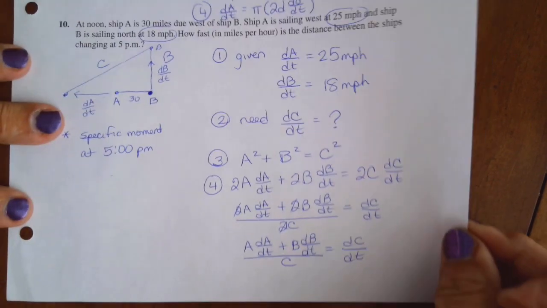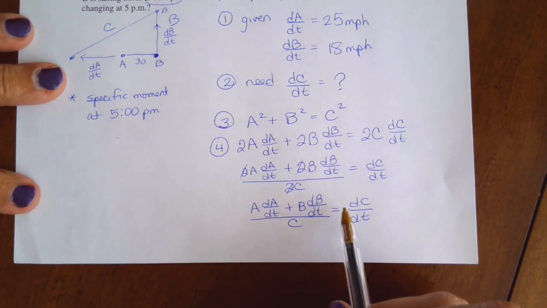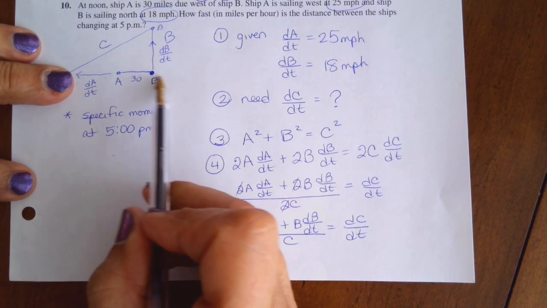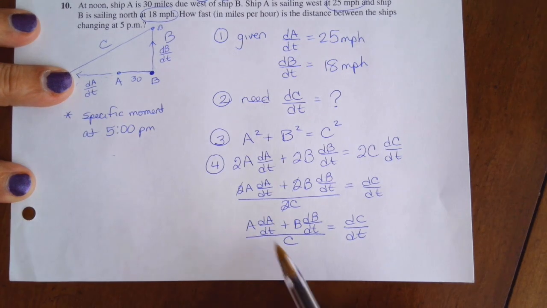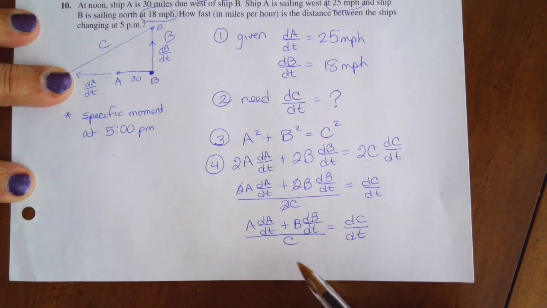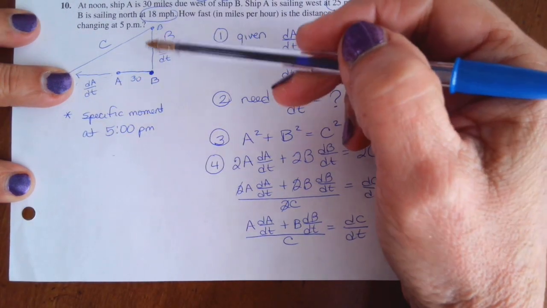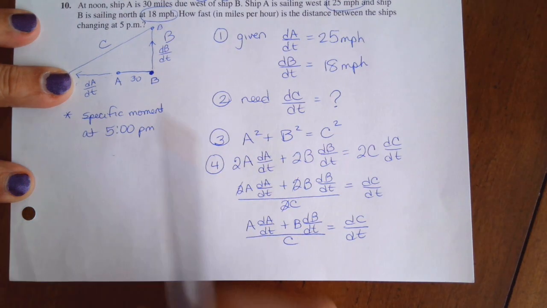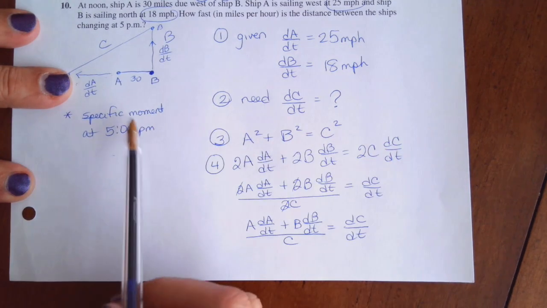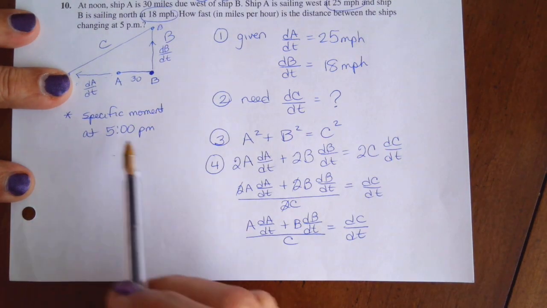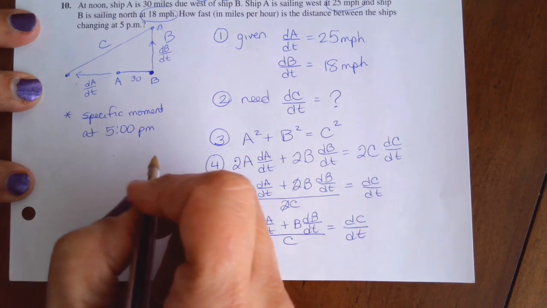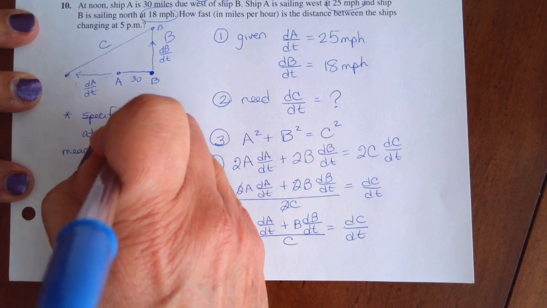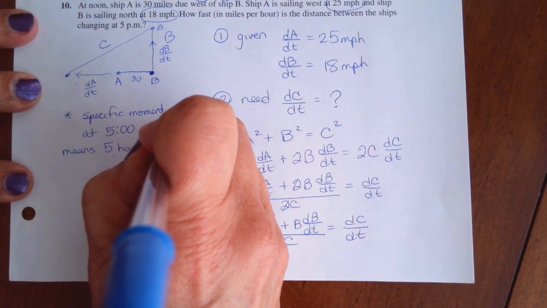So look at what we need. To figure out dC/dt, we need A. Well, we don't have A. We have to find this length over here. We need dA/dt, which I have. B, I'm going to have to figure out, I don't know that length. I have dB/dt, and then I also need C. So I have a lot of work to do at this specific moment at 5 o'clock. So 5 p.m. means 5 hours later, right? We started at noon.